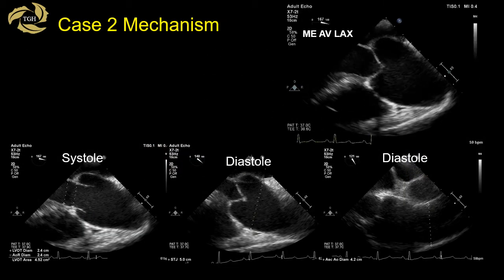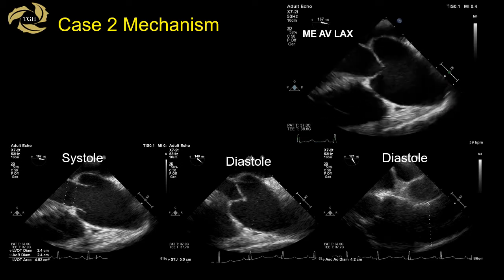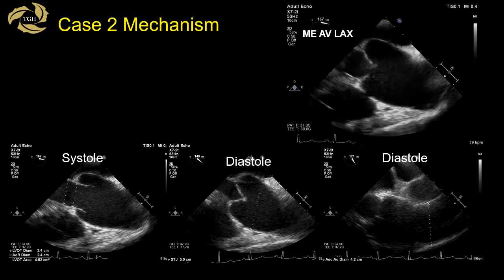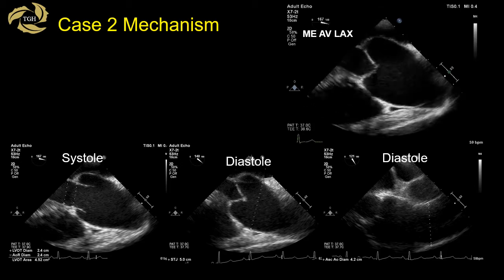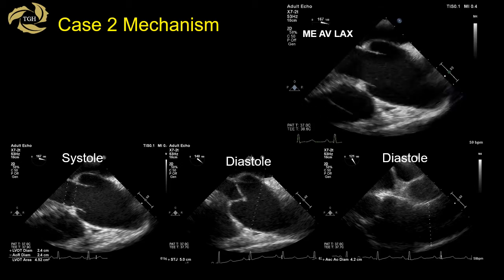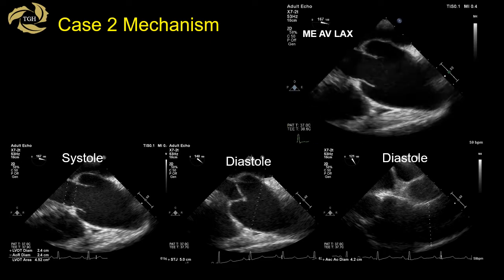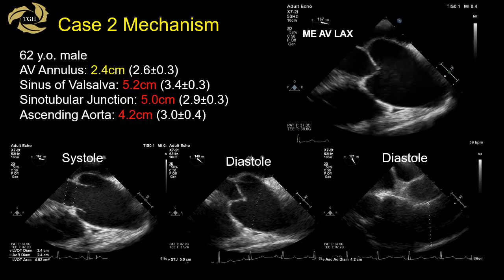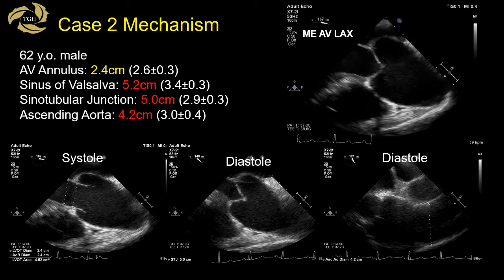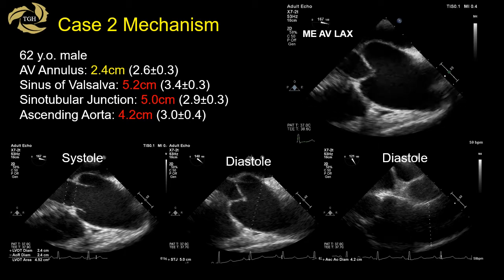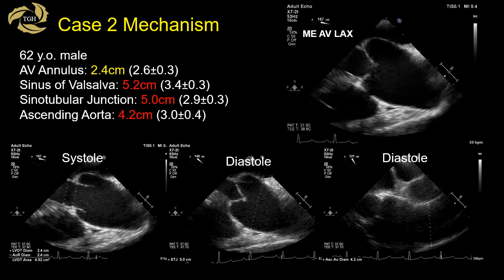Again, let us look a bit closer to identify the mechanism of aortic insufficiency. The mid-esophageal aortic valve long-axis view shows the aneurysm involving the aortic root. Measurements of the appropriate segments of the ascending aorta are shown during different parts of the cardiac cycle. The annulus measures 2.4 centimeters in systole, while diastolic measures show dilated sinuses at 5.2 centimeters, sinotubular junction at 5.0 centimeters, and ascending aorta at 4.2 centimeters.